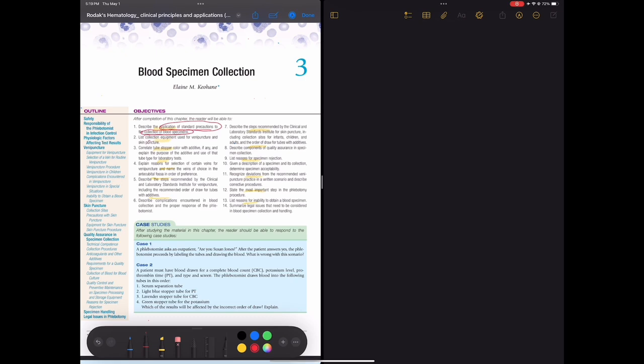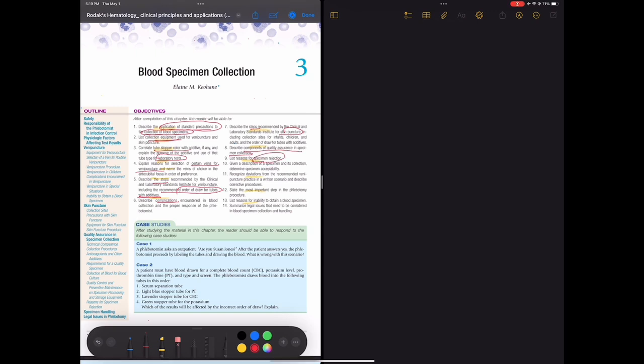Let's just take it one by one. Then we have the collection equipment, the list of equipment, tube stopper color and type for laboratory tests. Select certain veins and name the veins of choice. Steps for order of draw for tubes. Complications. Steps for skin puncture. Components of quality assurance, and specimen collection.